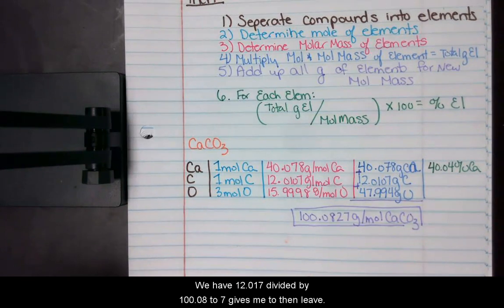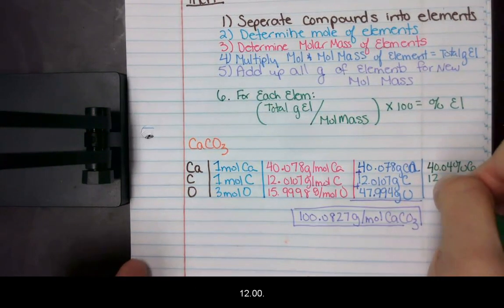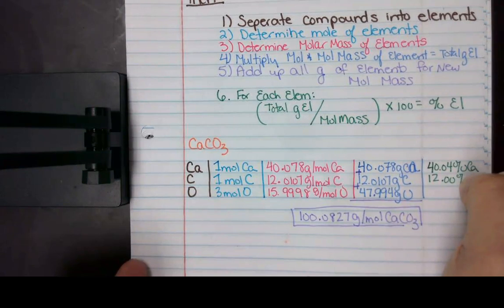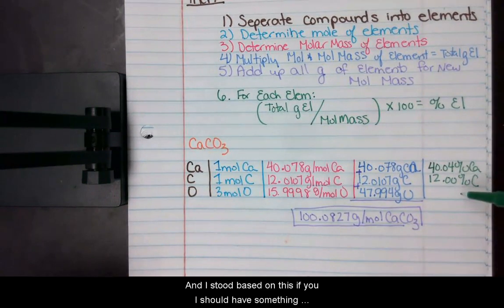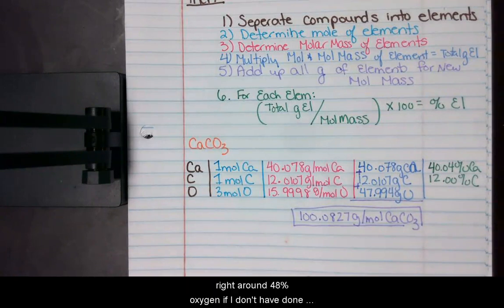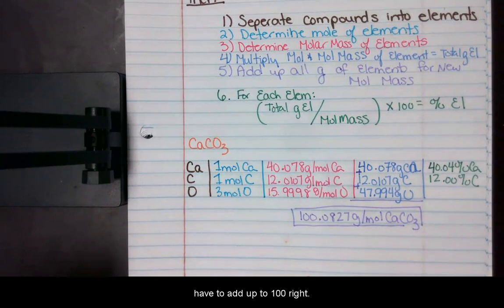We have 12.0107 divided by 100.0827, which gives me something to the effect of 12.00% carbon. And based on this 52, I should have something right around 48% oxygen. If I don't, I've done something somewhat wrong, but if I get right around 48%, that's an easy way of checking because your percentages have to add up to 100, right?